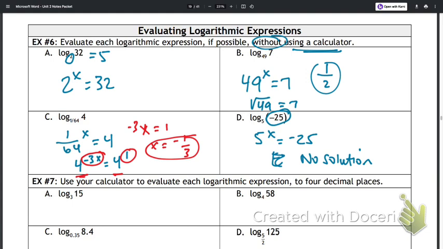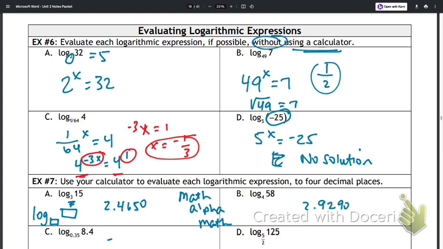All right, using your calculator to find these answers, I'm typing in log base 3. What you can do on your calculator is say math, alpha math, and that will allow you to do a log with a different base other than 10. So like here, what it'll do on your calculator is it'll say log, and then you'll have a blank space there and a blank space there, and you can type in the 3 and the 15. So when you do that on this one, you'll get 2.4650. On this one, you'll get 2.9290. On this one, you'll get negative 2.0272. And on this one, you're going to get 5.2694.